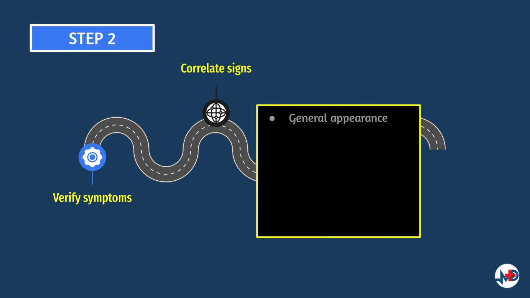Now, let's look at correlating the signs. Look at the patient's general appearance. Is the patient restless or agitated, grimacing, having diaphoresis or clutching the chest? Reconfirm the GCS. He's full if he was able to answer your previous questions, and not full if he was not able due to poor eye response or verbal response.